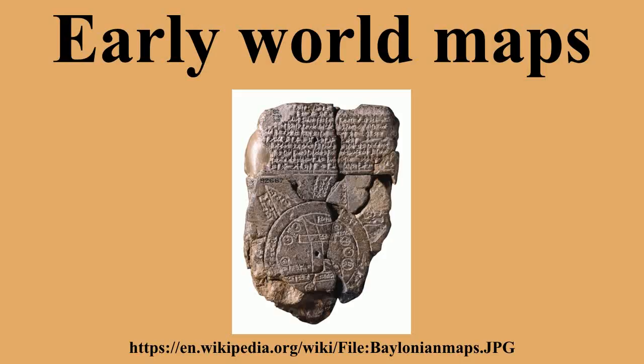Anaximander is credited with having created one of the first maps of the world, which was circular in form and showed the known lands of the world grouped around the Aegean Sea at the center. This was all surrounded by the ocean.